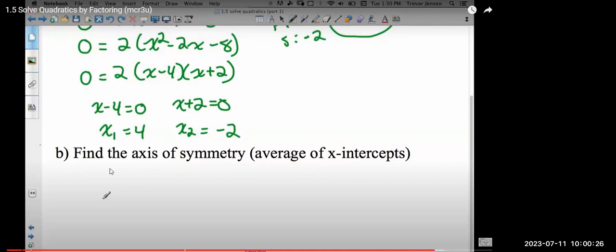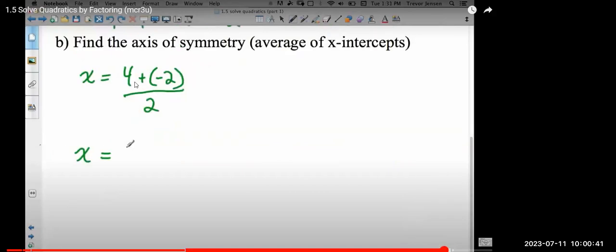Now find the axis of symmetry. Well, finding the axis of symmetry is the middle difference between your x-intercepts. So in this case, the middle difference between 4 and -2. Basically, you add the two x components and divide by 2, and that will give you the axis of symmetry. In other words, it's going to give you the average x-intercept.